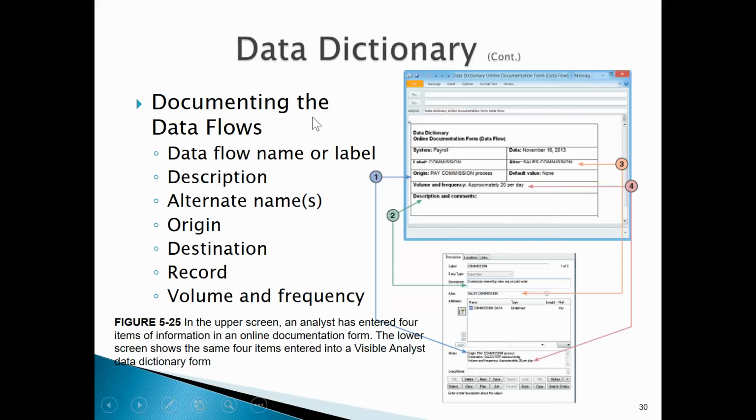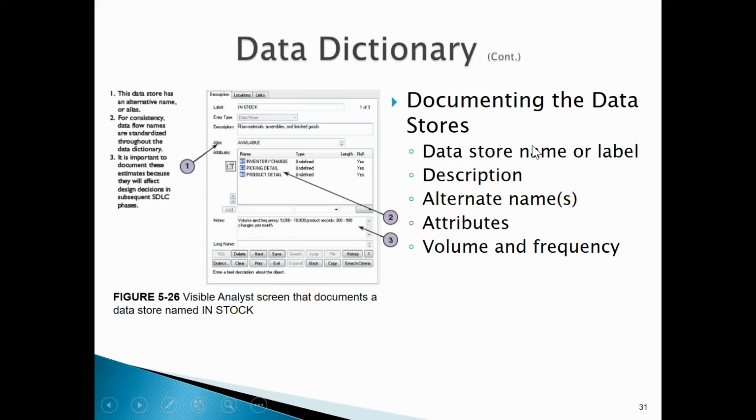So documenting the data flows, so data flow name and label. So just like we did with our graphical representation, we're going to create a document of that. The description, any alternate names that we give it, the origin, destination, volume, and definitely frequency. So how many times is this data flow or this process going to be affected? About 20 times a day in this case. Okay, I encourage you to pause and go through this. I'm going through it at a higher level for you.